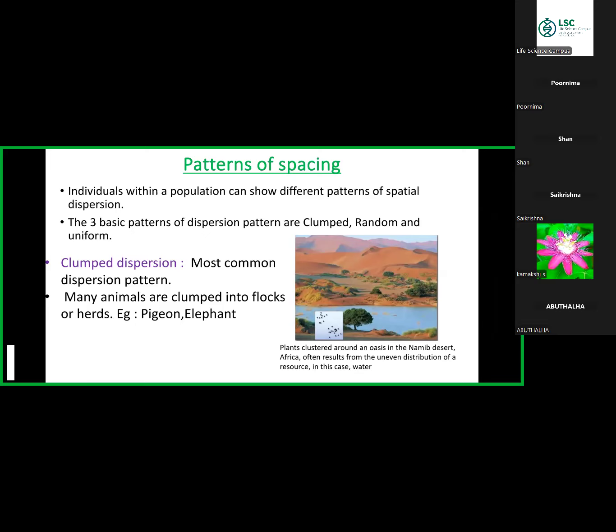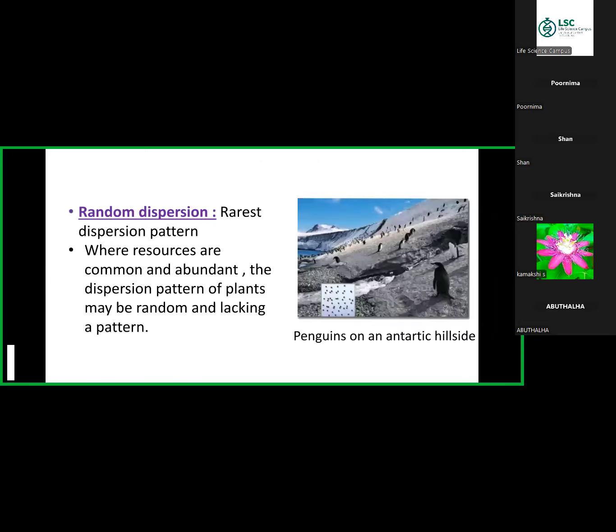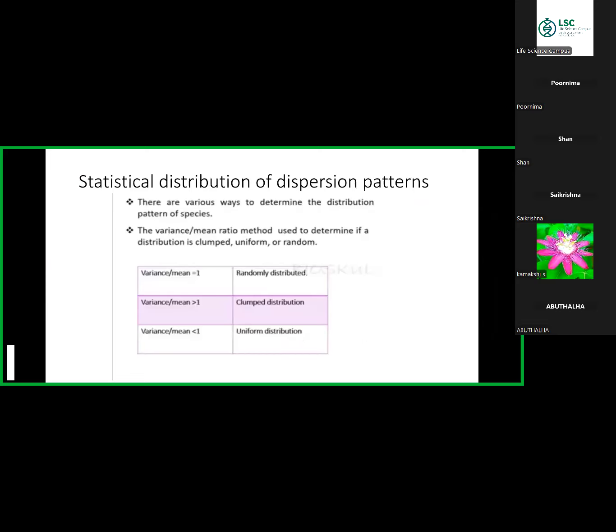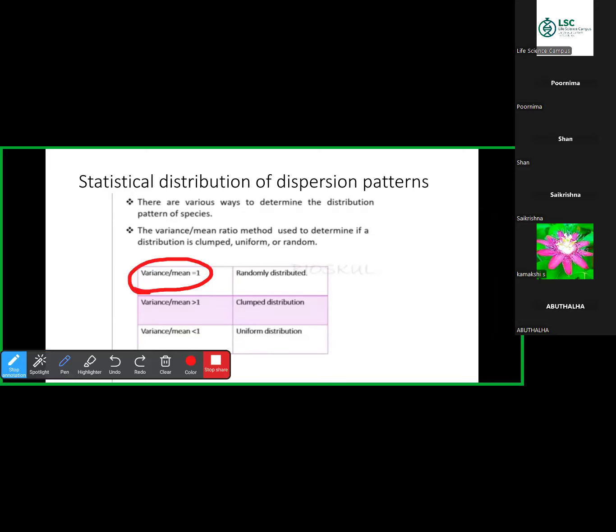When the variance and mean values are known, we can predict the pattern of dispersion exhibited by a population. Variance and mean are statistical terms. There is no need to go deep into these terms. You just understand if the variance by mean ratio is 1, then the population is randomly distributed. We can see that from this table. If variance by mean ratio is 1, then population will show random dispersion.